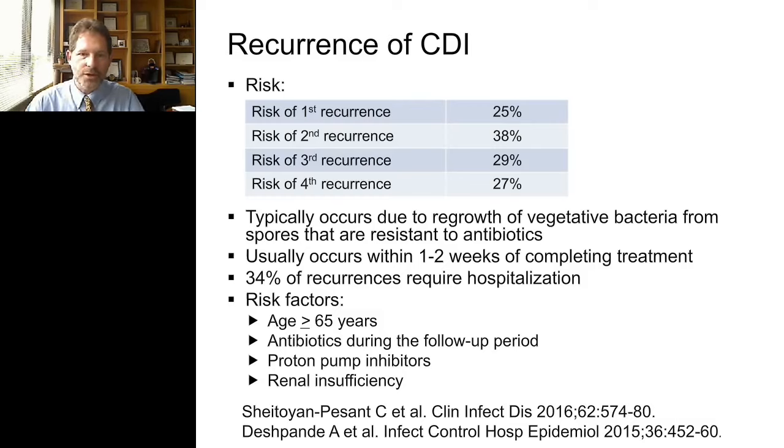This is felt to be due to the fact that C. diff, as you know, exists in a spore form, which is very resistant to antibiotic therapy, or really impervious to it, so that perhaps spores can then result in regrowth of vegetative bacteria after treatment is completed and the patient goes from feeling well again to having C. difficile. Many of these recurrences require hospitalization, and many have severe consequences.